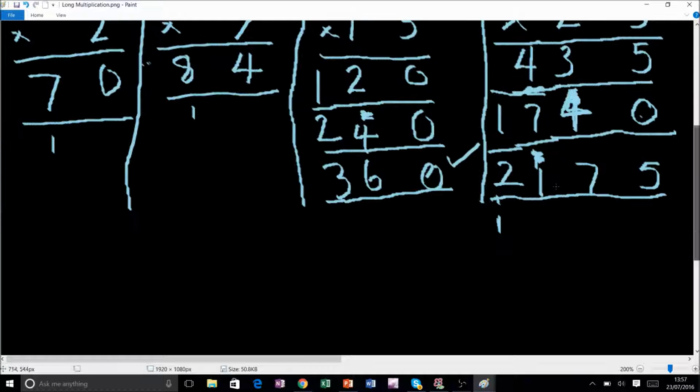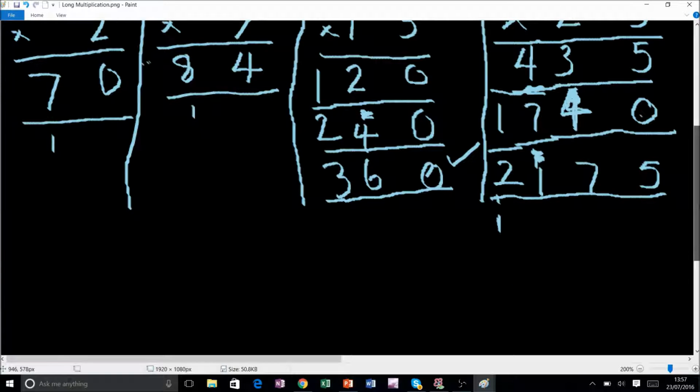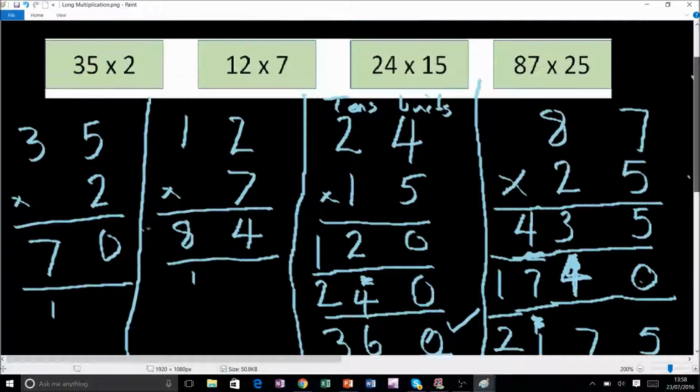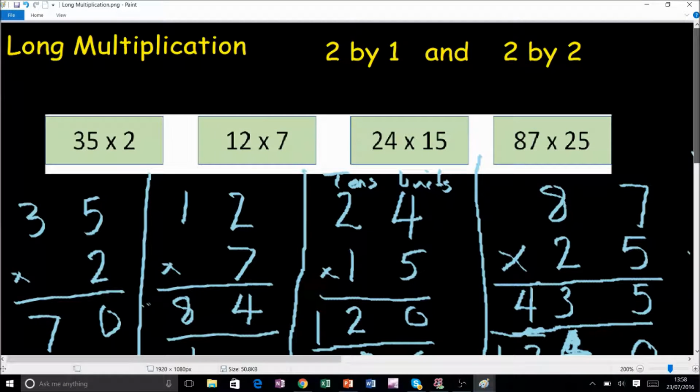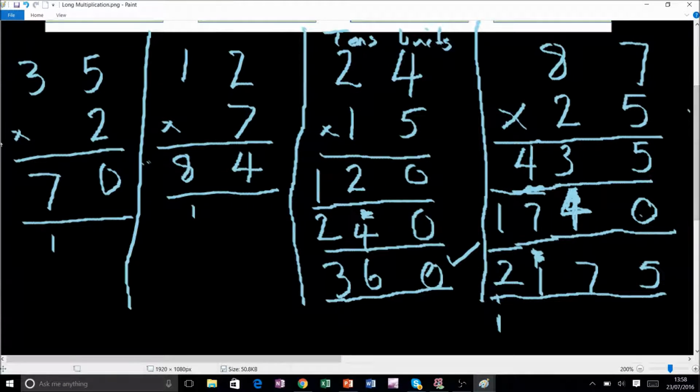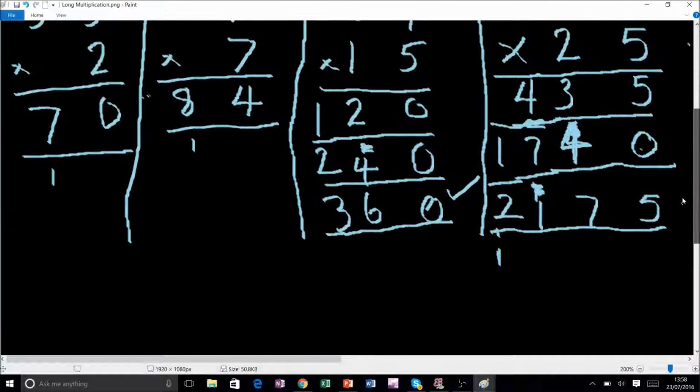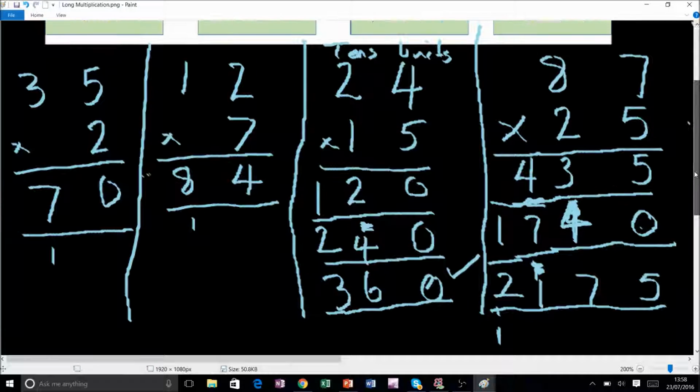Okay, guys. So that one was quite a little bit of a tough one, shall I say? But we've done all right. So that is basically long multiplication, using the 2 by 1s. The 2 by 1s were very easy, but when we came to the 2 by 2 ones, they were a little bit tougher. But we just had to keep focused.